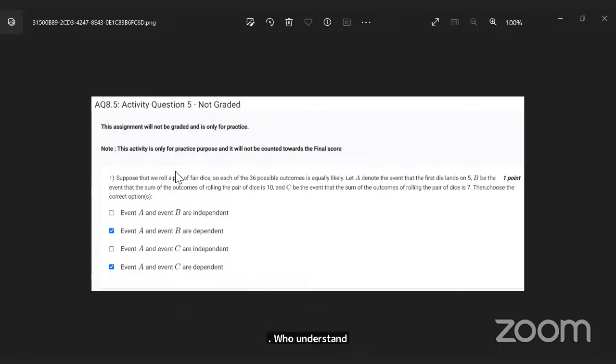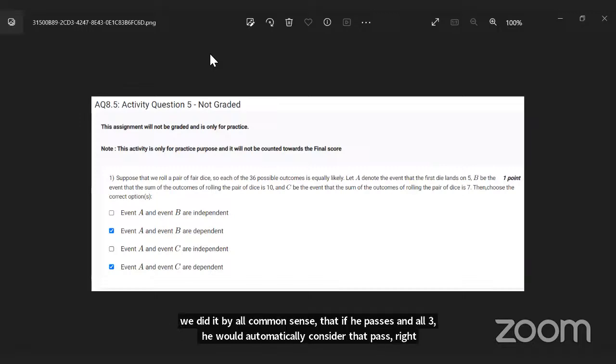Yeah, whatever the question asks, you'll have to look at its context very carefully and work out what exactly you have to find. As we knew, in this condition, if he passes all three, he would not fail. It's an absurd way to think: that he would fail if he passes all three sections. So we did it by common sense: if he passes all three, he is automatically considered a pass, right? So we can apply this common sense.